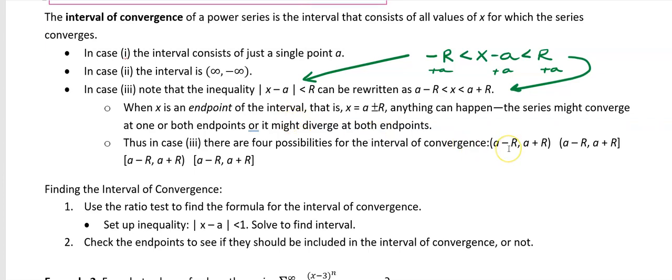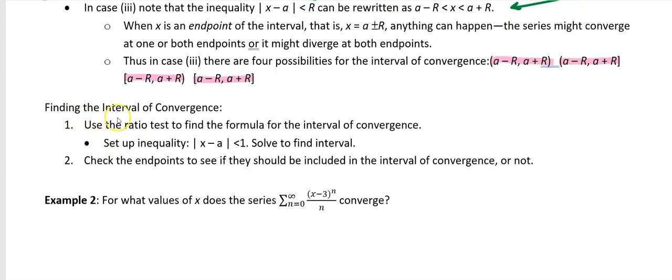So in some cases, you might find that the endpoints are not included. Maybe one of them is included, whether it be the first one or the last one, or maybe both of them are included. And again, this is all written in interval notation. So those parentheses mean they're not included, and the bracket means that they are included.